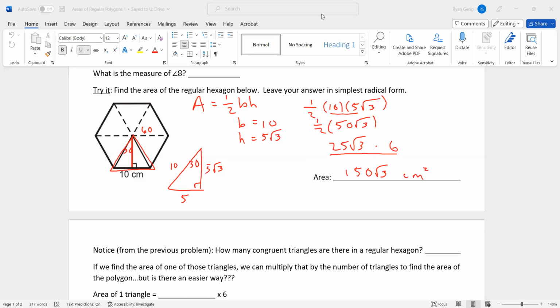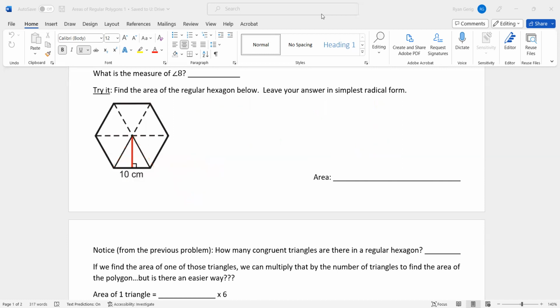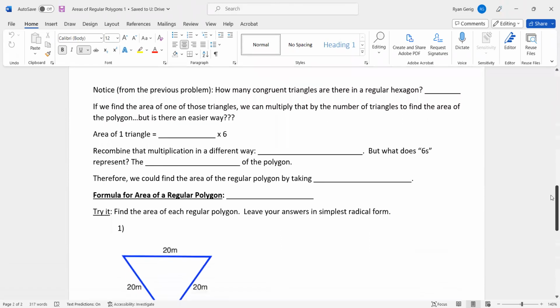Some of you might like that method for solving it, and you might actually resort to that. That's fine, but I want to show you a cool little relationship that happens on the backside here. So I want you to notice from what we just did, how many congruent triangles are there in a regular hexagon? Well, there's 6. If we find the area of one of those triangles, we can multiply that number by the number of triangles to find the area of the polygon. Is there an easier way?